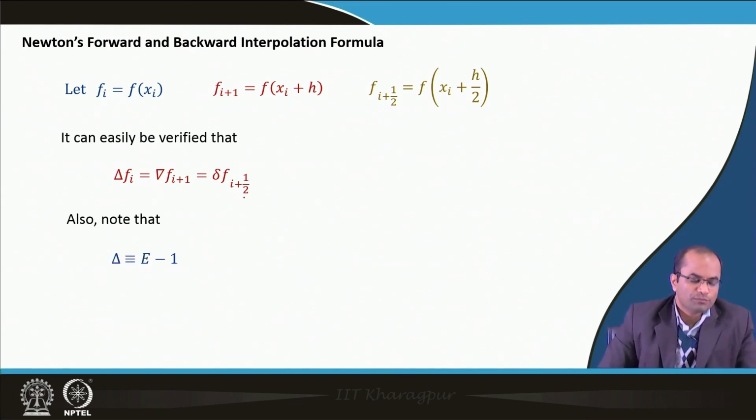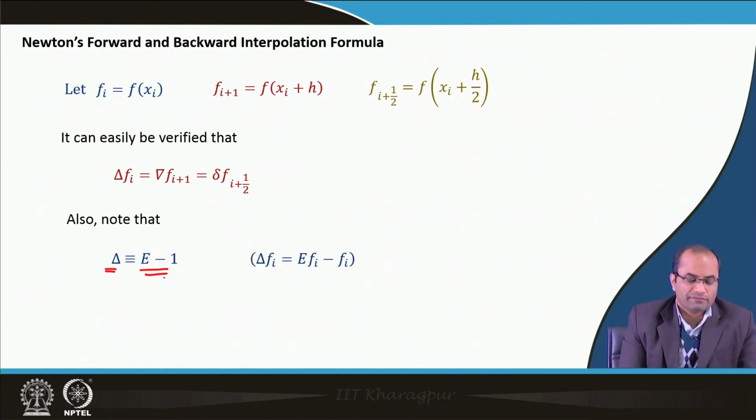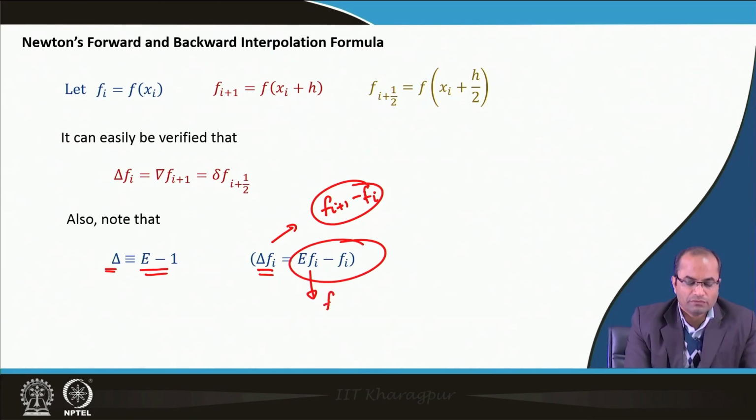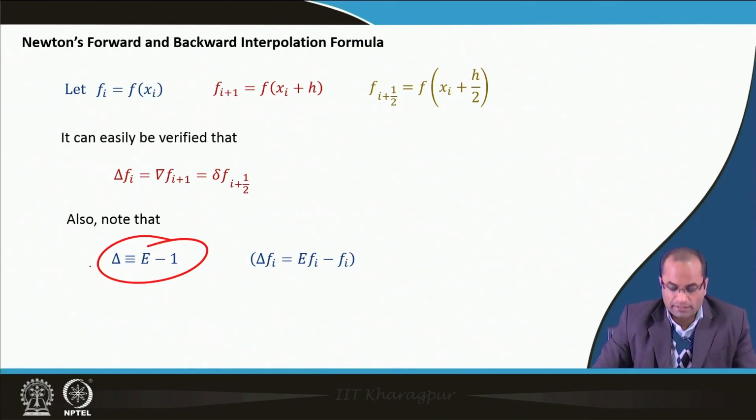Also, we can easily prove again that this forward delta operator is equal to E minus 1, which one can easily see when we apply this delta on f_i. What will we get? We will get f_{i+1} minus f_i. And when we apply E minus 1 on f_i, we have E f_i, which is f_{i+1}, and then minus f_i again. So again these are the same. So we can say that this delta is nothing but E minus 1.